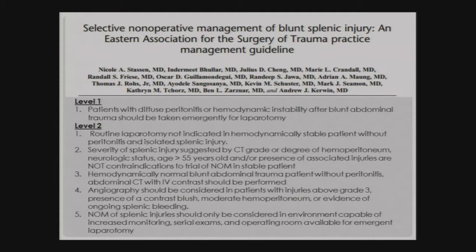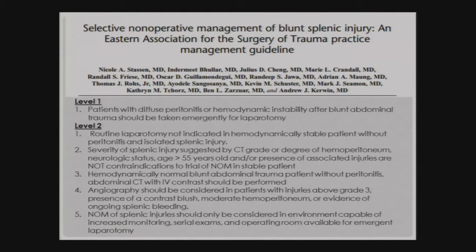And then the East guidelines for splenic trauma I thought were a little more hodgepodge and not as well put together, in my opinion, for whatever it's worth, compared to the West. But one thing remained true throughout all studies: a level 1 recommendation, which is based off class 1 data, which is randomized prospective data, is that patients with diffuse peritonitis or hemodynamic instability after blunt abdominal trauma should be taken for laparotomy.